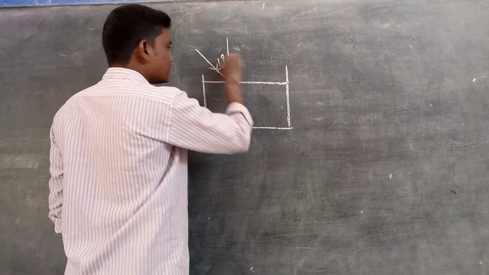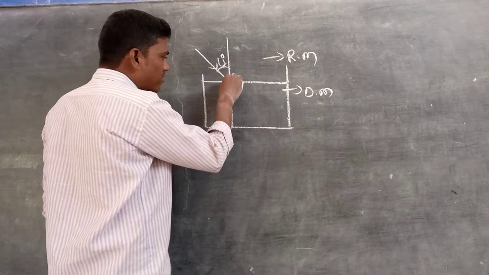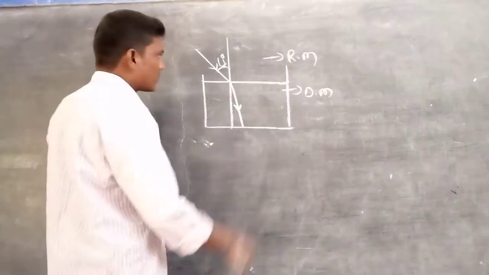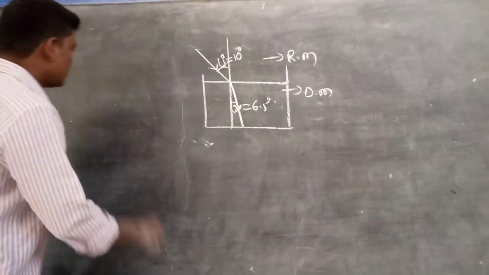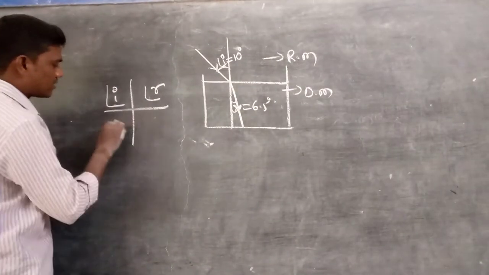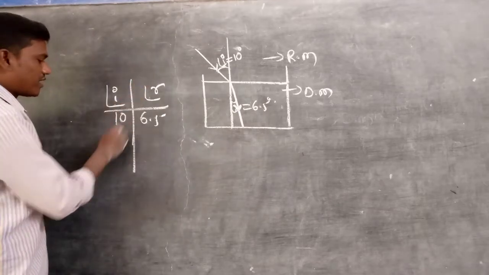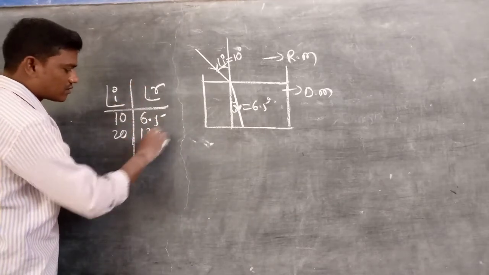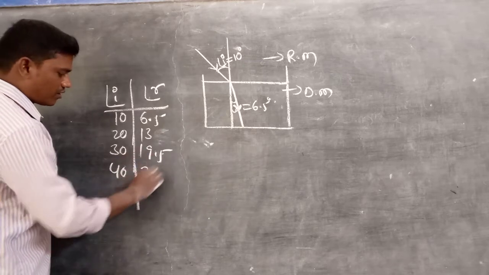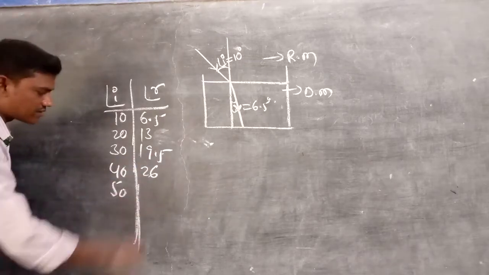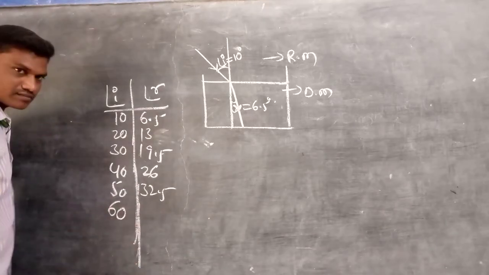This is the incident ray, rarer medium, denser medium. We know that when light travels from rarer to denser, it moves towards the normal after deviation. Angle i is 10 degrees, angle r is equal to 6.5. You can see the values of angle i and angle r: 10, 6.5; 20, 13; 30, 19.5; 40, 26; 50, 32.5; and 60, what will happen?